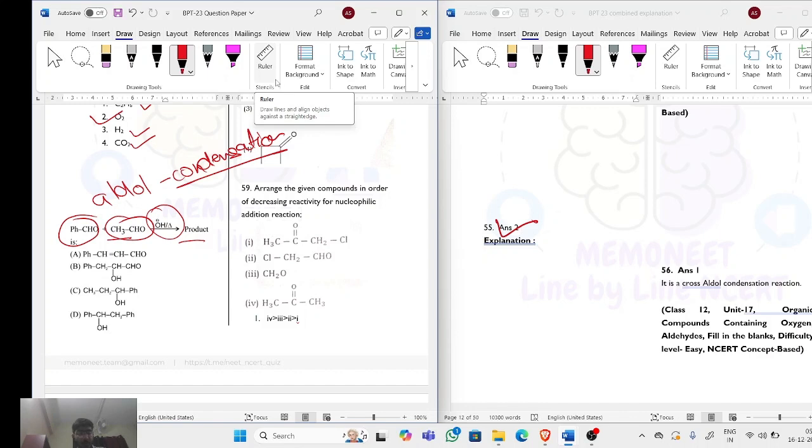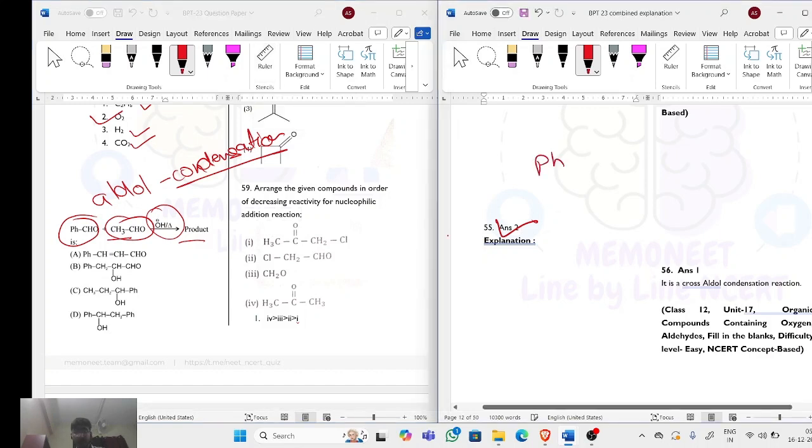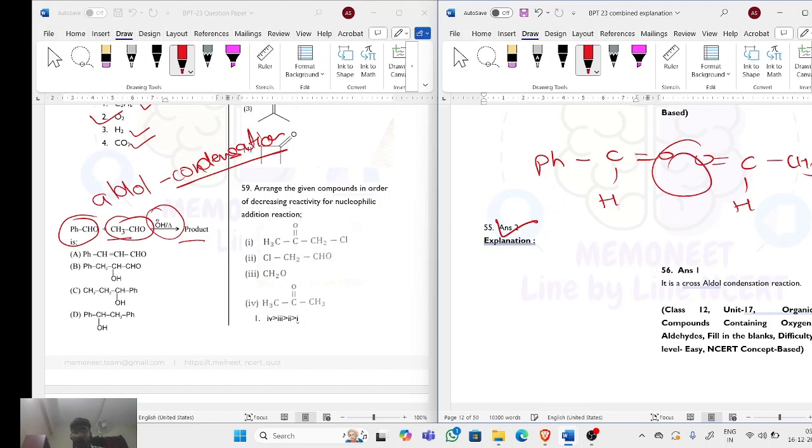For the major product, we can clearly write Ph, then C double bond O, H, then C double bond O, H on this side, and then CH3. Now this H2O molecule will separate out and heat is also present. So it will form Ph, C double bond C H C H O.